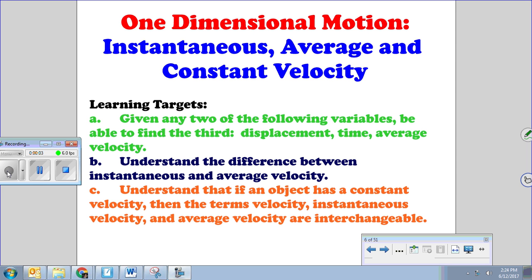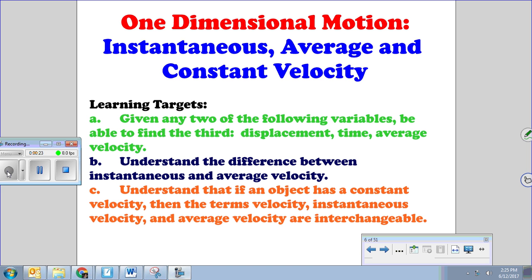All right, so for today's video, we're going to continue with our discussion of one-dimensional motion. Today we're going to talk about instantaneous, average, and constant velocity. Hopefully by the end of this video, given any two of the following variables, you'll be able to find the third. So we'll be working with displacement, time, and average velocity.